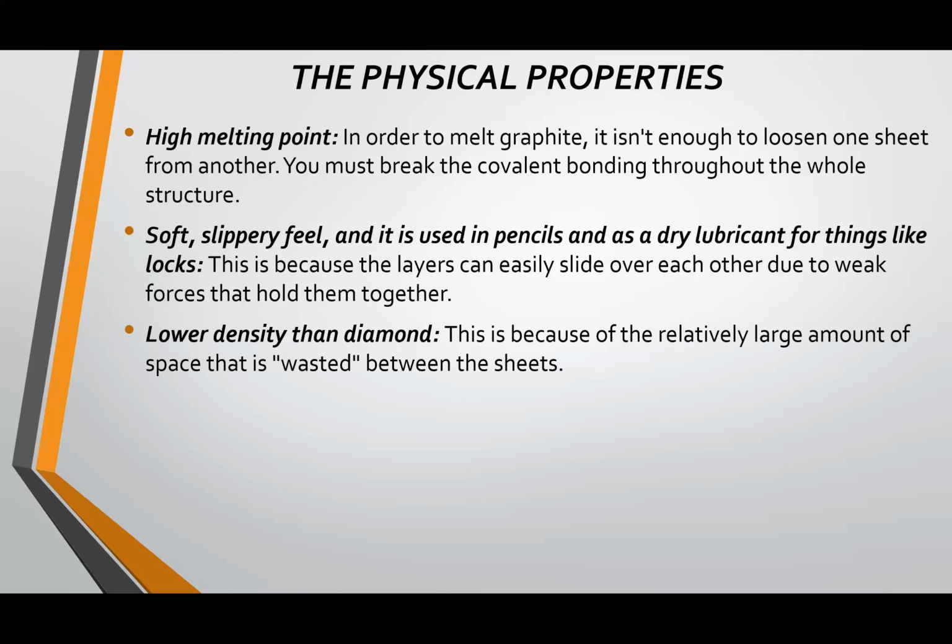It has a lower density than diamond. And why is it like this? It's because of those layers and the weak forces which hold them together. We have some empty spaces between the layers, and those empty spaces make the volume bigger while the mass doesn't increase much. As the mass is not increasing much while the volume becomes bigger, density decreases. That is the reason why it has a lower density than diamond, because a large amount of space is wasted between the layers.